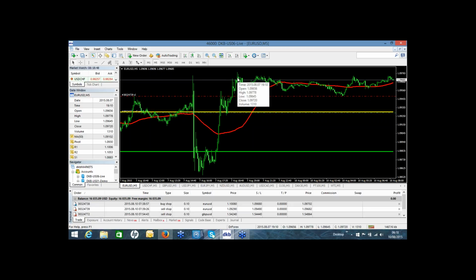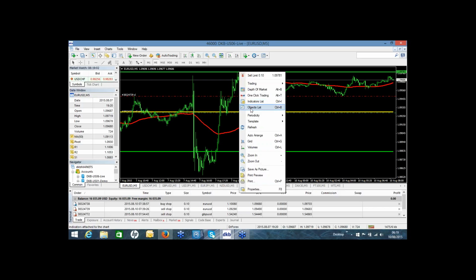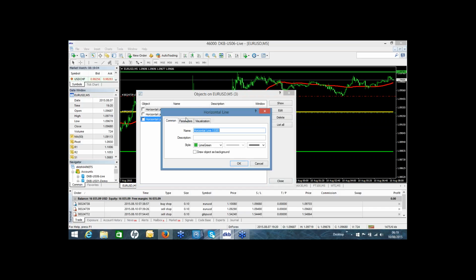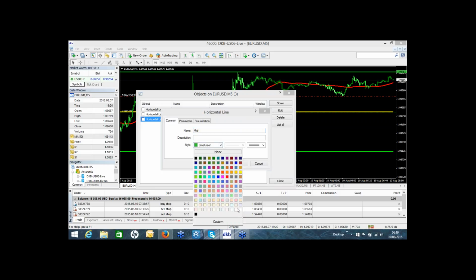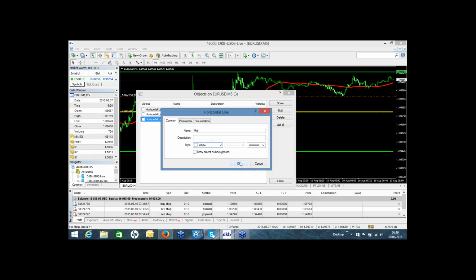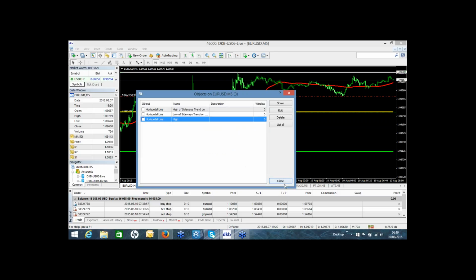So that high there is 1.09778. So we'll just round that up to 1.0978. So 1.0978. So just put that's the high. And again, make that white because the lines are usually white for my day trading sideways trend.